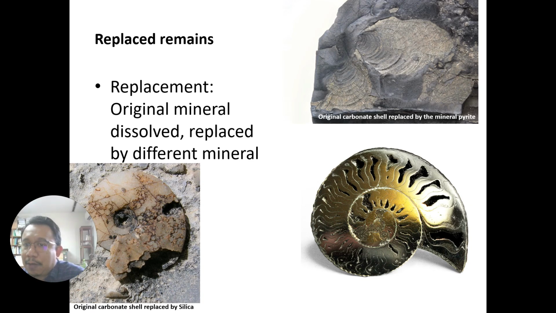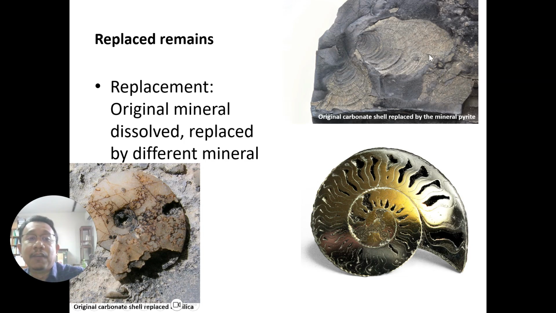But in other cases, you have what is called replacement. This is where the original mineral of the skeleton has been dissolved and then replaced by a different mineral. So this is diagenesis, changing the mineralogy. Maybe there was groundwater percolating through the rock, bringing with it ions. You get chemical reactions, so you change the chemical composition of your fossils.